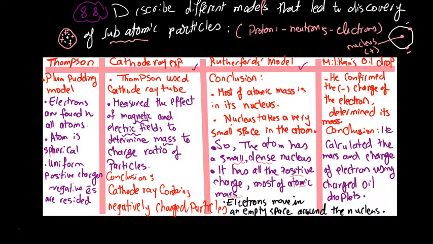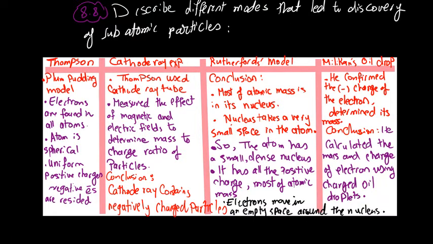Millikan did an experiment using oil drops, and he let the oil drops fall within an electric field. He confirmed that the electron has a negative charge, and he was also able to determine the mass of the electron. So he concluded the mass and charge of the electron using the charged oil particles. In the next slide, you are going to see in detail the results of Millikan's experiment.